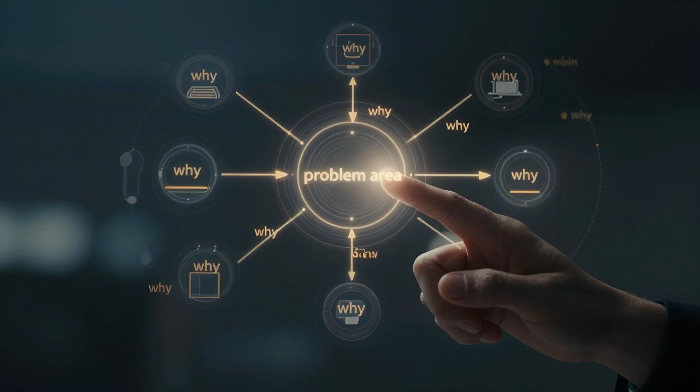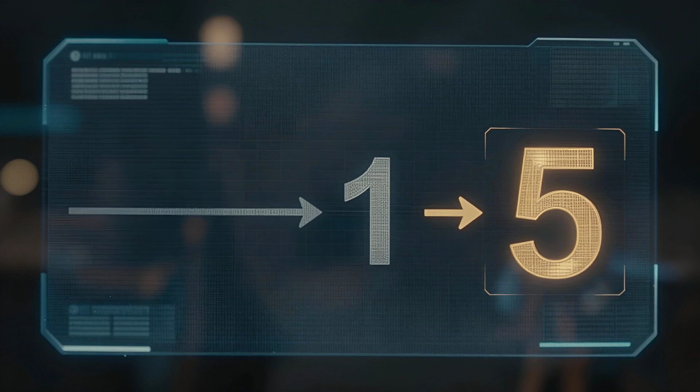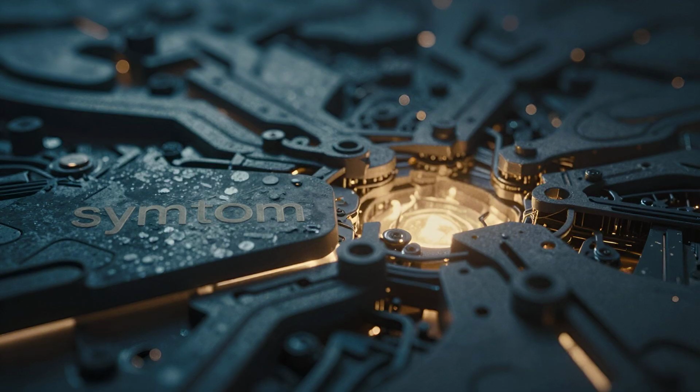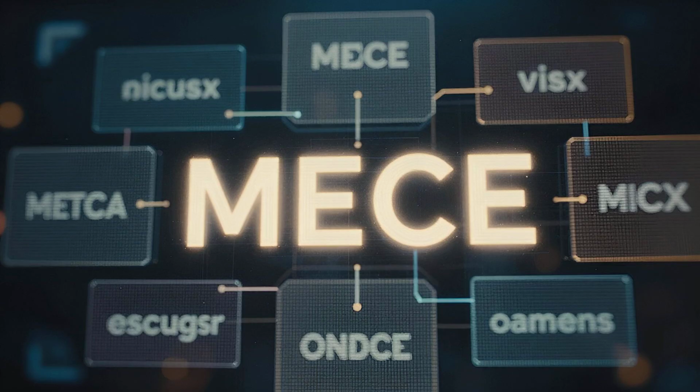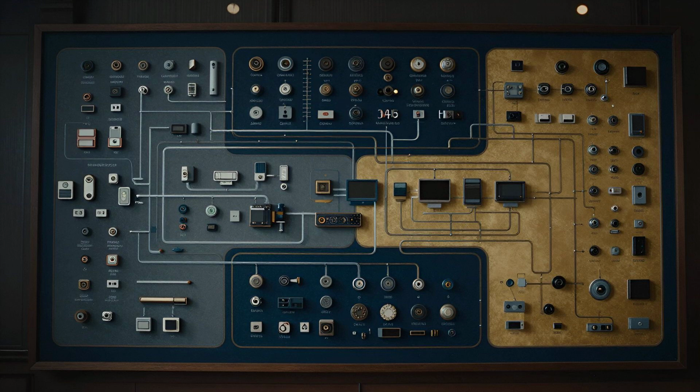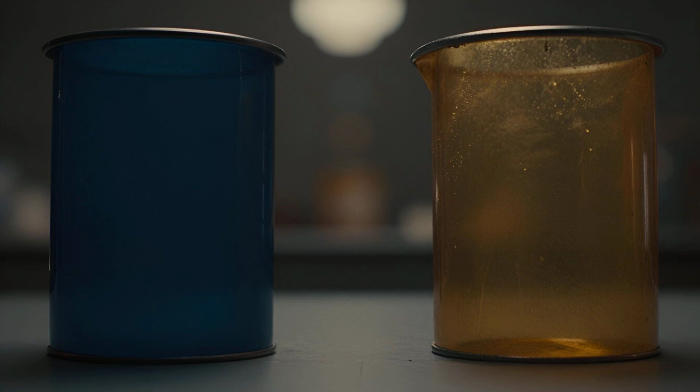Phase 4, deconstruction. Now you go deeper. For every problem area, you ask why 5 times. Not once, 5 times. The first answer is always a symptom. The 5th answer is usually the cause. You also apply a principle called MES. Every component belongs to exactly one category. No overlaps, no gaps, because problems that live in 2 categories get solved by neither.